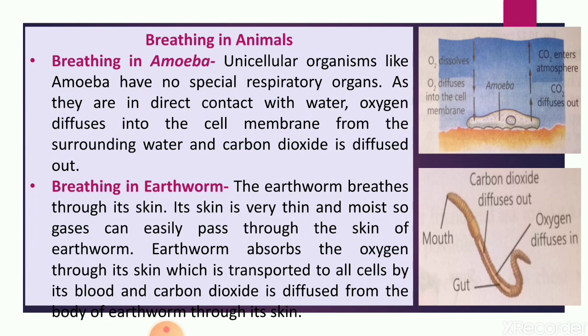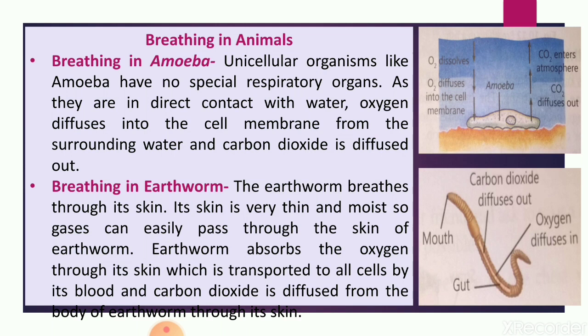Amoeba, as we know, is a unicellular organism. Just like amoeba, paramecium, hydra, etc. are also very simple organisms. They do not have any special respiratory organs or a well-developed respiratory system, because they are aquatic. They live in water, so they are all the time in direct contact with water. So oxygen diffuses into their cell membrane from the surrounding water, and carbon dioxide is diffused out.